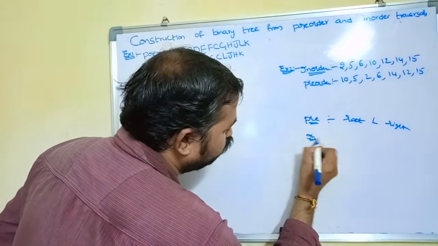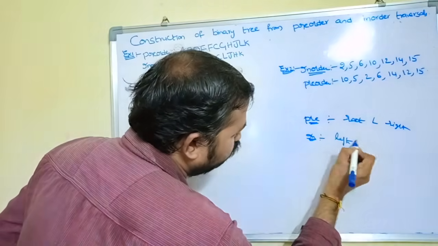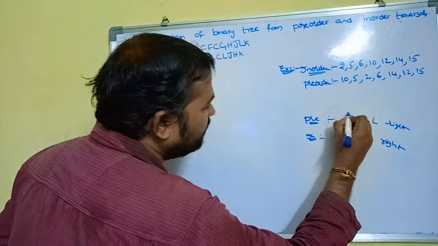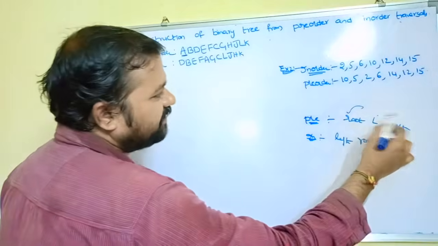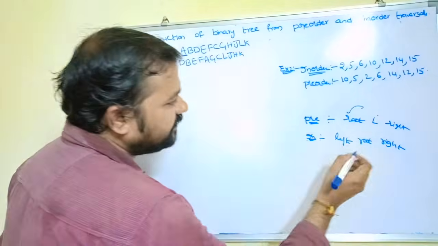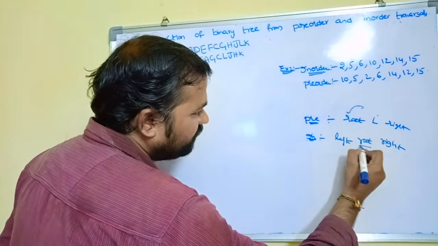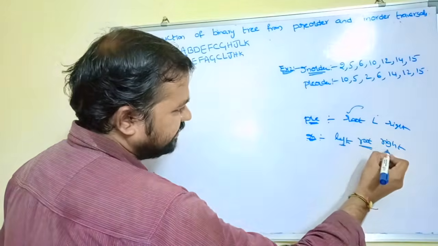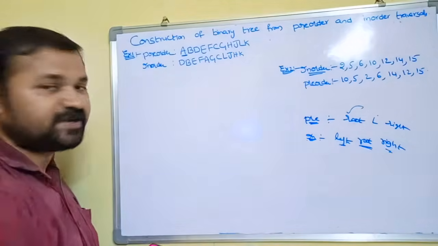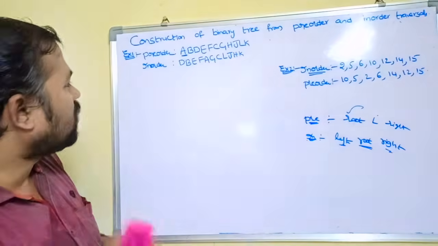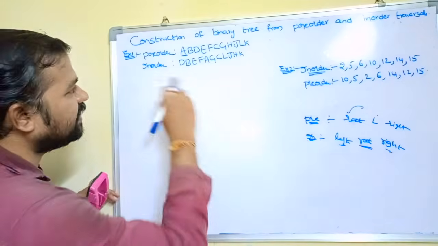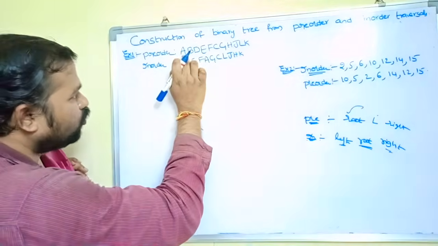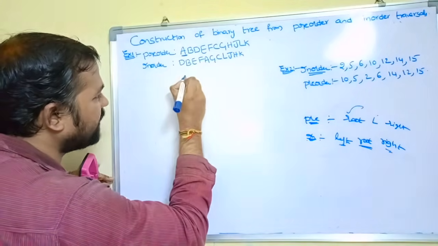Inorder is left, root, right. So pre means the root will be visited first, followed by left and right. Inorder means in the middle, so the root will be visited in the middle. Before the root, the left subtree will be visited, and after the root, the right subtree will be visited. Now what is preorder? First the root will be visited. So the first node becomes the root node of the binary tree.